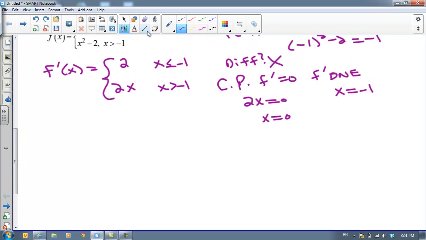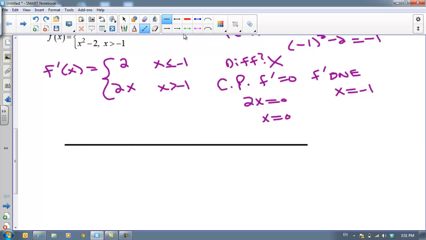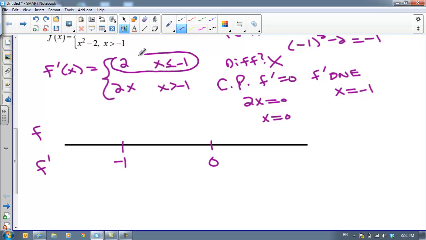So I'm going to draw my number line, and I'm going to go through this organization on this sign chart, and then we're going to see what we can tell about f. I'm going to put -1 on my number line. That's a critical point because f prime does not exist there. I'm also going to put a critical point at 0. And I'm going to test values for f prime, which should tell me something about f. So let's plug in -2 for f prime. Now -2 is in this interval right here. If I plug in -2, I get 2, which is a positive number, which says that f is increasing because f prime is positive.